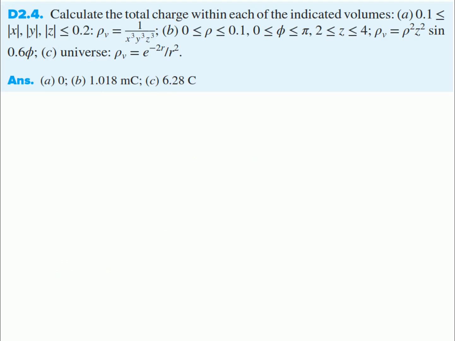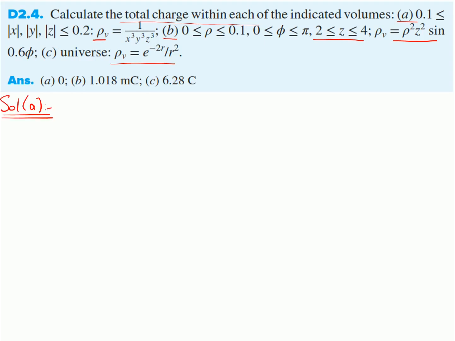So the question says that we want to calculate the total charge within each of the indicated volumes. The three indicated volumes are, for part A, 0.1 less than x, y and z less than 0.2, and the volume charge density for this is 1 by x cube, y cube and z cube. For part B, it is between 0 and 0.1 for rho, and phi is from 0 to pi, and z is from 2 to 4 with volume charge density as such. And then part C is that if we have a universal condition with this volume charge density, how we are going to solve this. So let us try to solve this part by part.